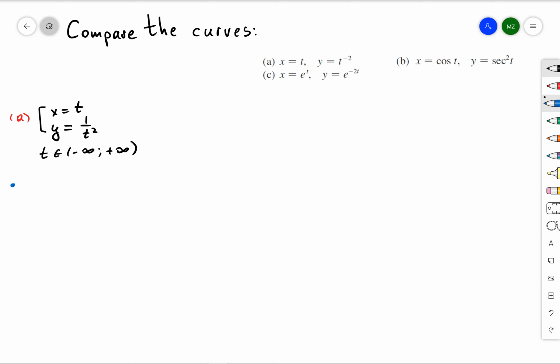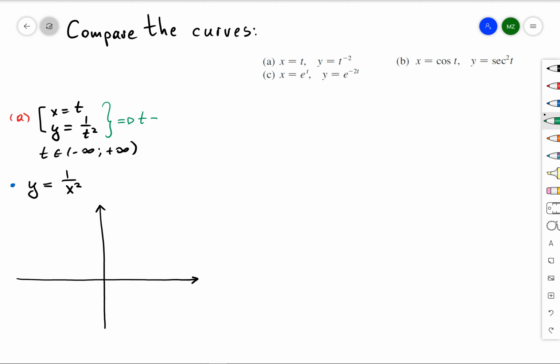Let's take graph A. We can see that x is equal to t and y is equal to 1 over t squared. So first, let's try to sketch our Cartesian graph. If you plug in x instead of t, you will see that y is equal to 1 over x squared. So that is going to be our Cartesian graph, or in other words, our skeleton for our parametric graph. Let's try to sketch it.